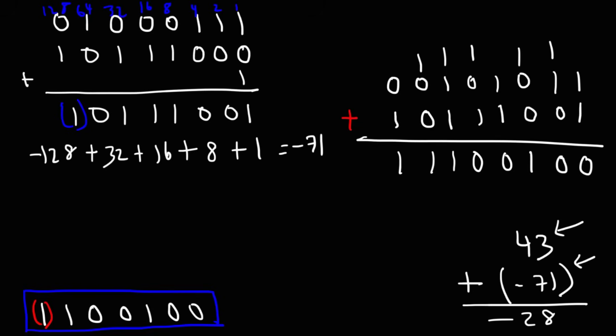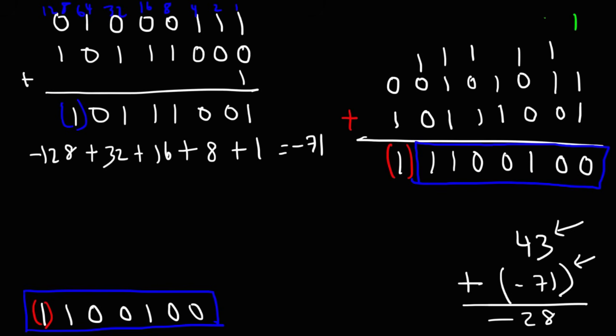Now, our answer looks similar, but not exactly the same. So this part here is exactly what we see here, 1, 1, 0, 0, 1, 0, 0. But we got this extra 1. So why is it different? Well, keep in mind that this is going to be our negative value. It turns out that even though we have an extra digit, so to speak, or an extra bit, the value is still the same.